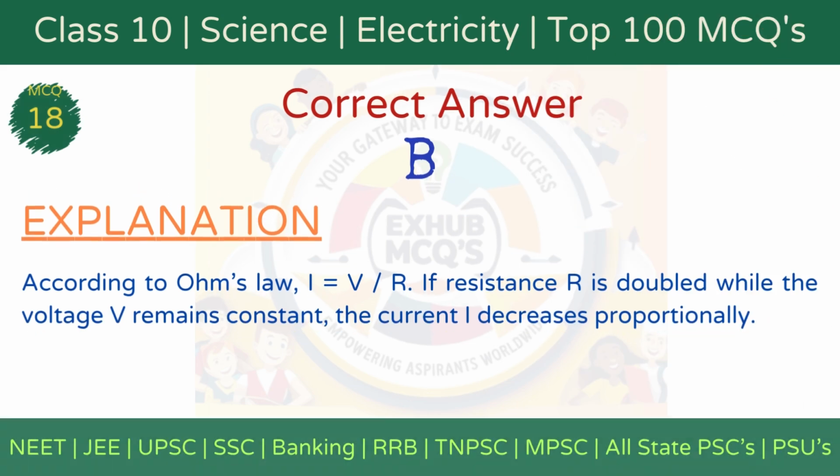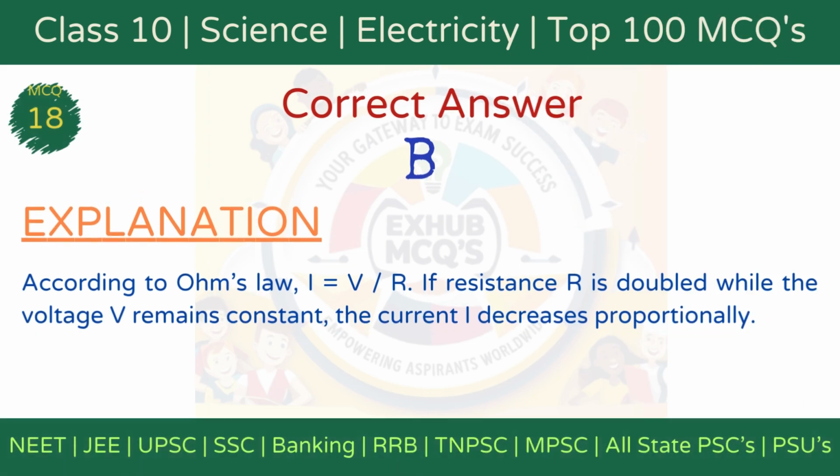The correct answer is option B, decreases. Explanation: according to Ohm's law, I equals V over R. If the resistance doubles while the voltage remains constant, the current is halved because resistance opposes the flow of current.